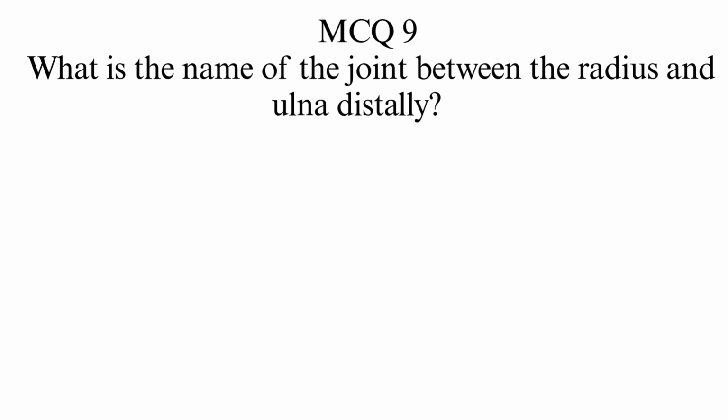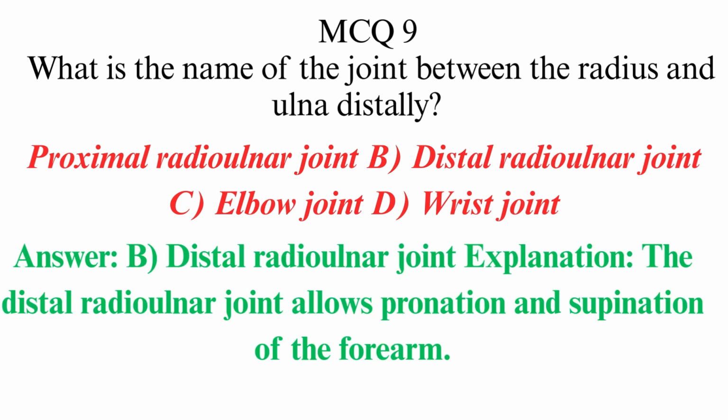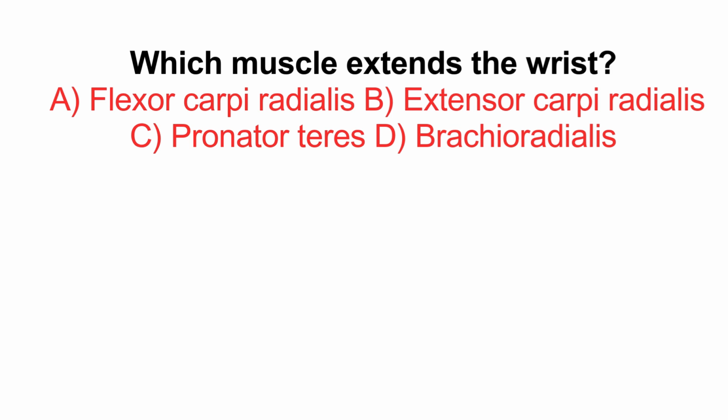MCQ 9. What is the name of the joint between the radius and ulna distally? A. Proximal radioulnar joint. B. Distal radioulnar joint. C. Elbow joint. D. Wrist joint. Answer. B. Distal radioulnar joint. Explanation. The distal radioulnar joint allows pronation and supination of the forearm.